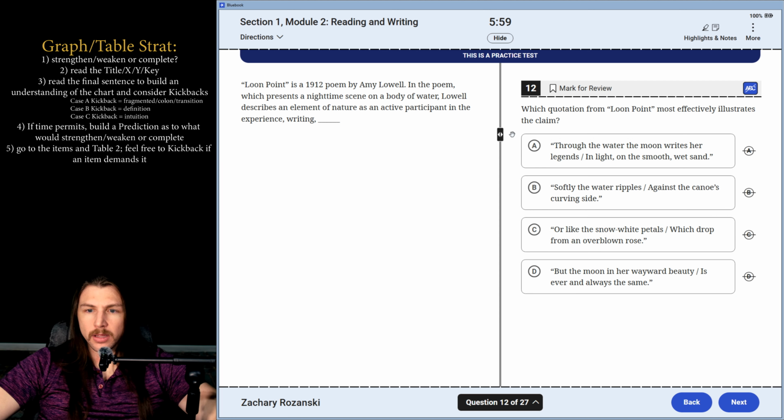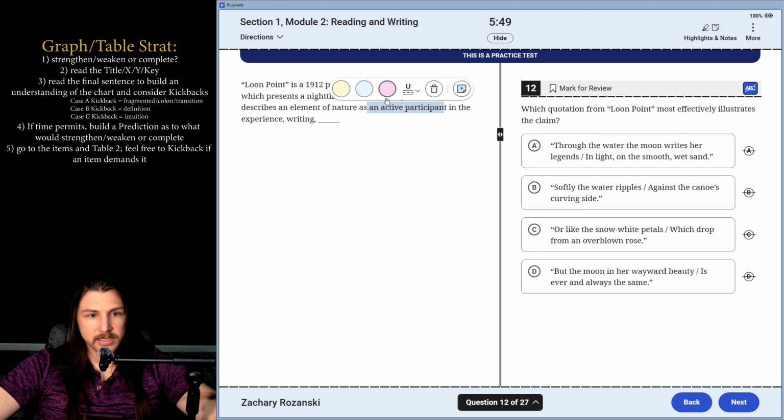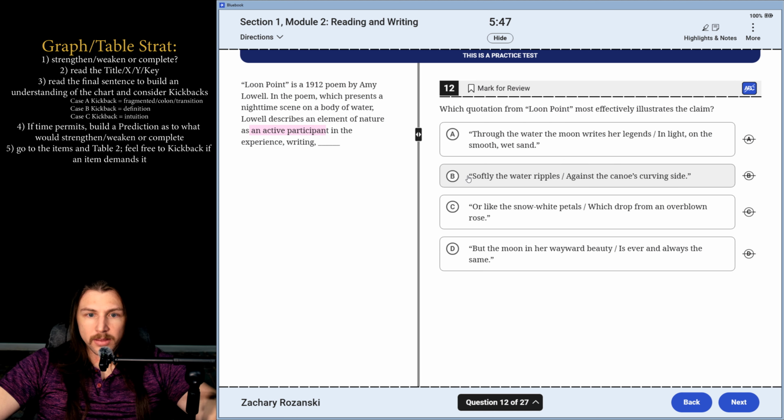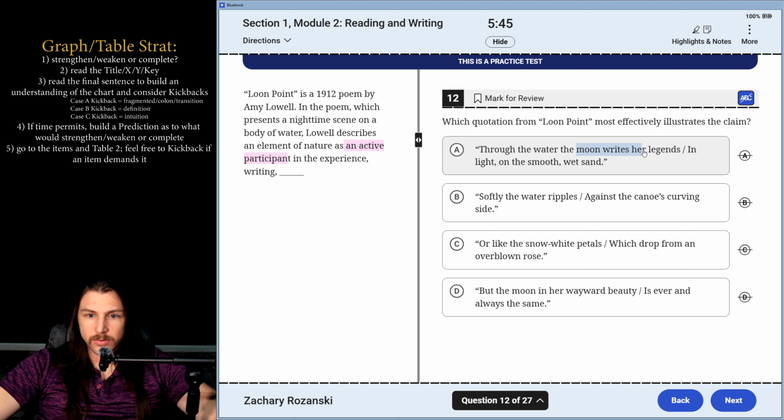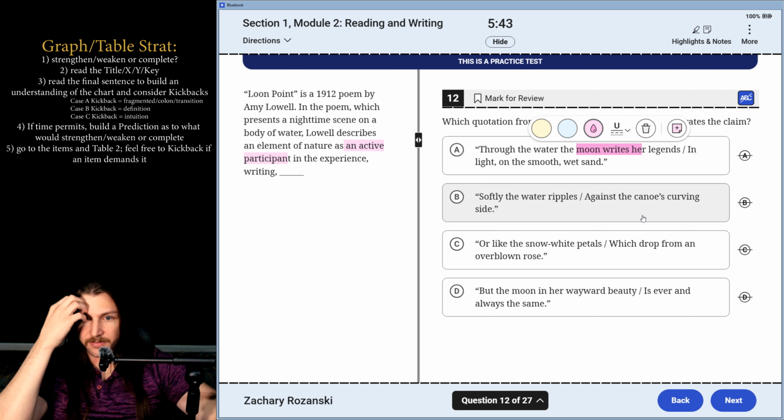Which quotation from Loon Point illustrates the claim? What's the claim? An element of nature in the poem, which presents a nighttime scene on a body of water, describes an element of nature as an active participant in the experience. Through the water, the moon writes her legend. There's absolutely an active participant of nature.